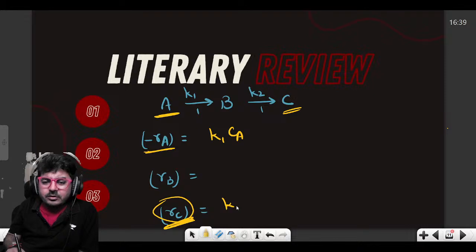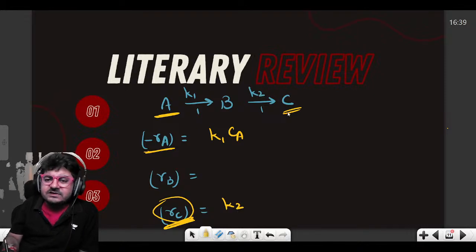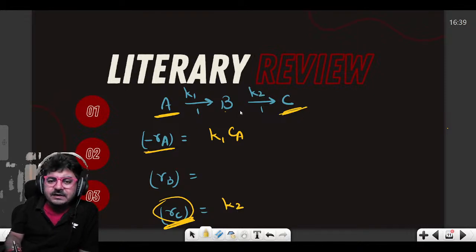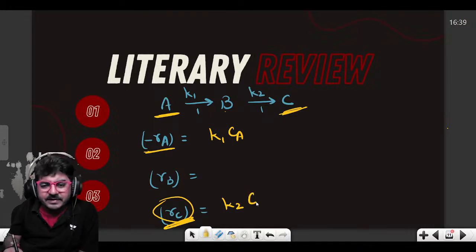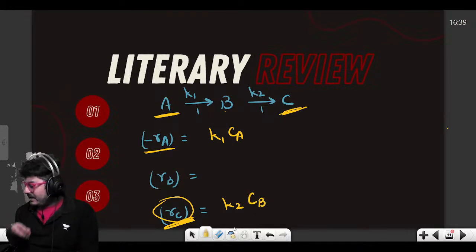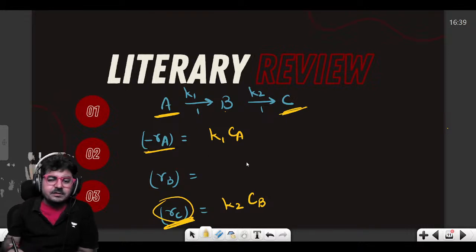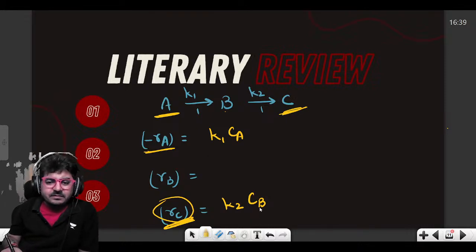So rate constant here K2. And what is the reactant for this step? B. B is the reactant. So it will be K2 CB. Correct. क्या बात है engineer? बहुत बढ़िया. है ना? So this is how we will write.